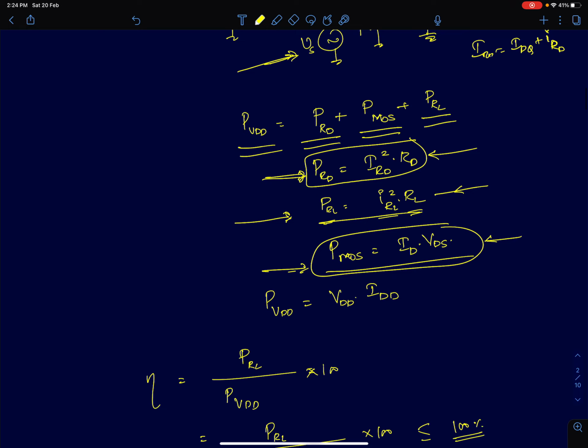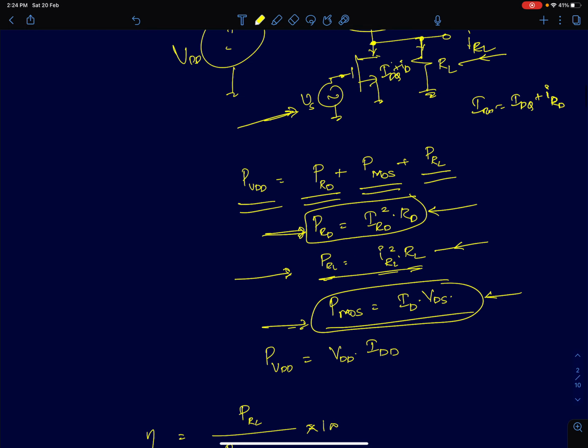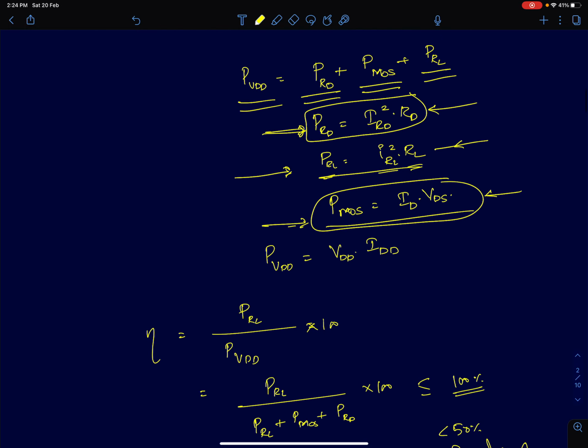So the useful power, we define a very important parameter called the efficiency, which is the useful power, the power that is delivered to the load resistance, divided by the total power delivered by the supply voltage. So now we see that all the power that's being delivered to the load resistance comes entirely from the supply voltage. It is the supply voltage that's actually providing that extra power.